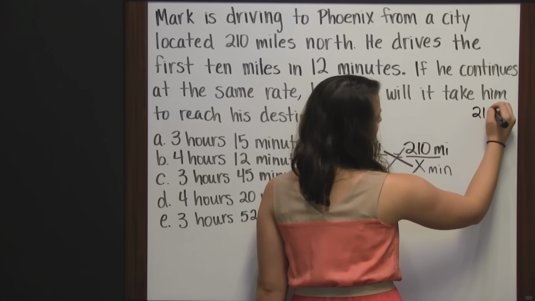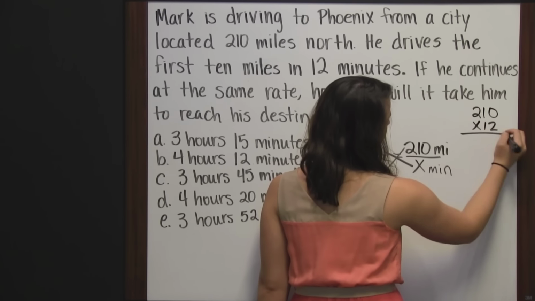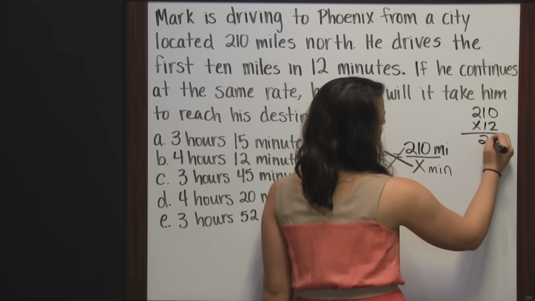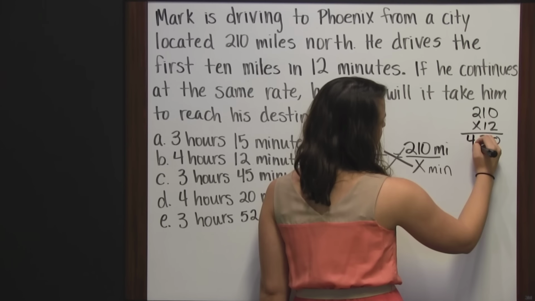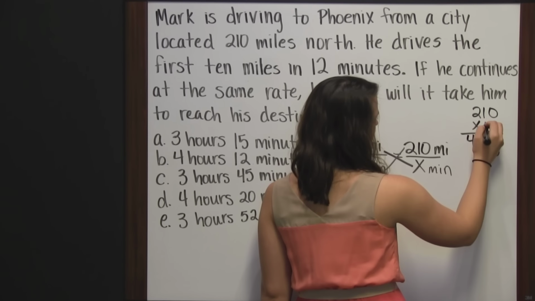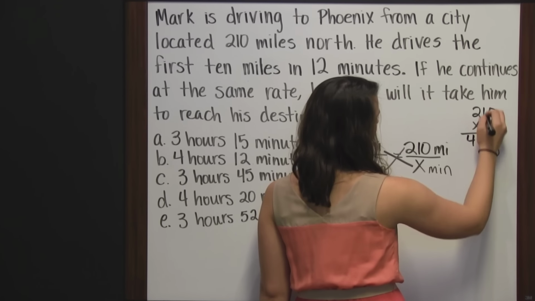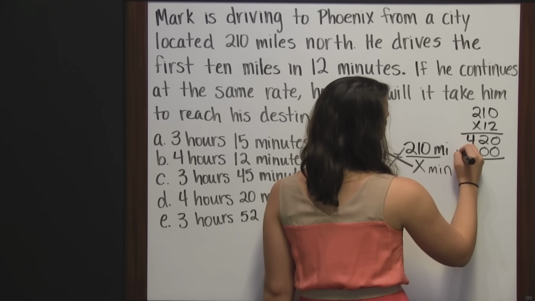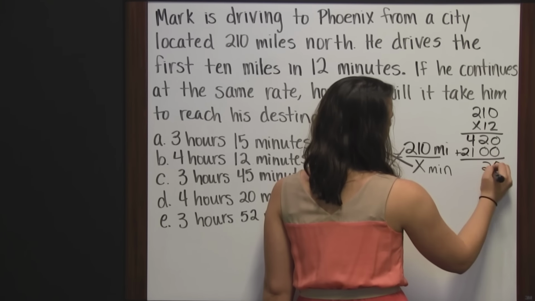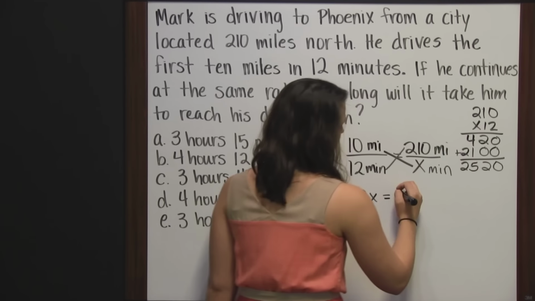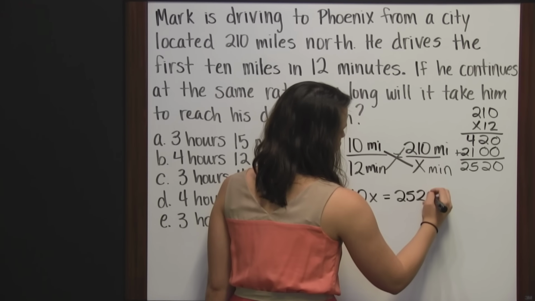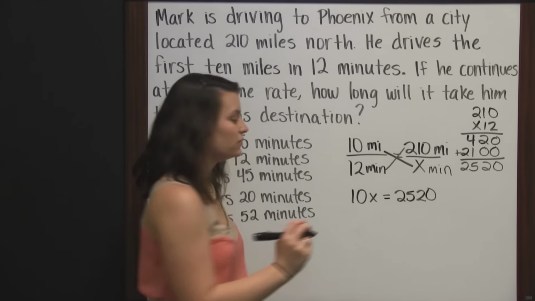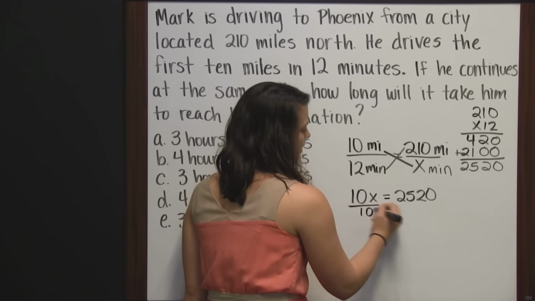So I'm going to multiply that right over here. 2 times 0 is 0. 2 times 1 is 2. 2 times 2 is 4. 0 placeholder. 1 times 0 is 0. 1 times 1 is 1. 1 times 2 is 2. And we add these together. 0, 2, 5, 2. So 2,520. And then to solve for x, we need to divide both sides by 10.